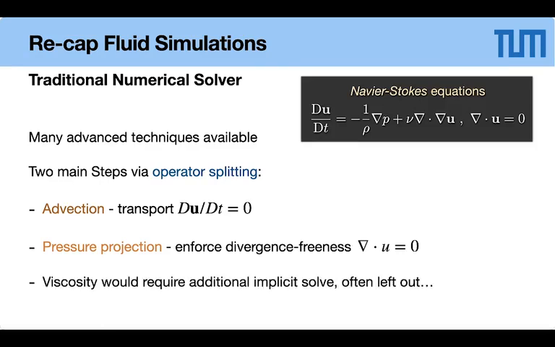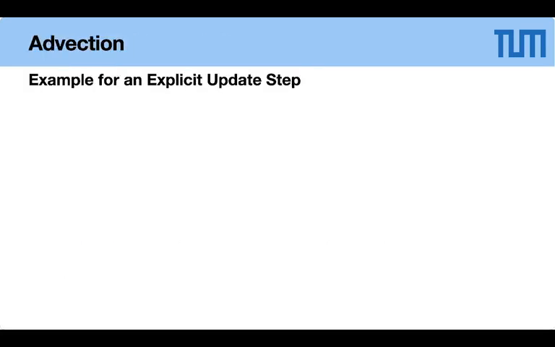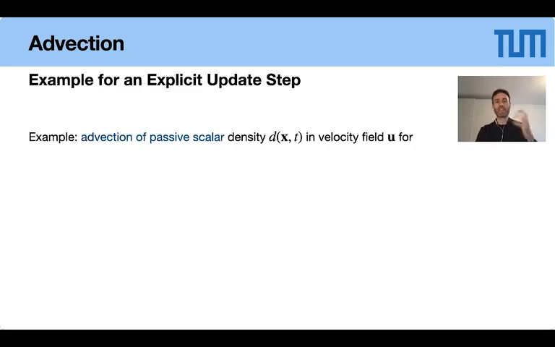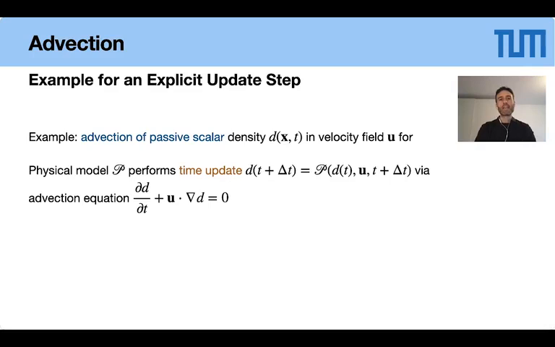We could of course also incorporate viscosity. That typically means we need to employ additional solving steps in the procedure, but for simplicity, we'll leave it out. It's quite analogous, and there's a variety of nice methods available here if you're interested. So let's leave out the viscosity and look at the advection as an example. The setup here is the following. We are advecting a passive density field d. It's called density here, but imagine it like a color density. It's not the actual density of the fluid. And a velocity field u. Now our physical model, our PDE P, performs a time update.